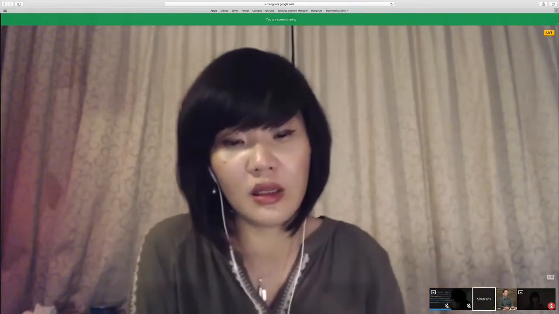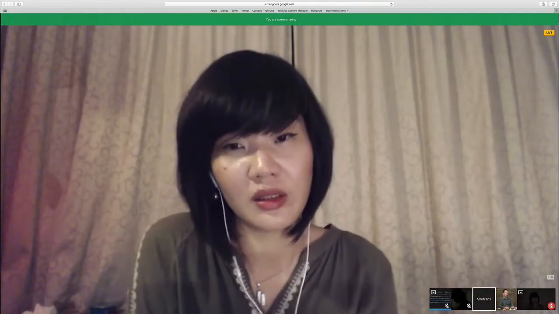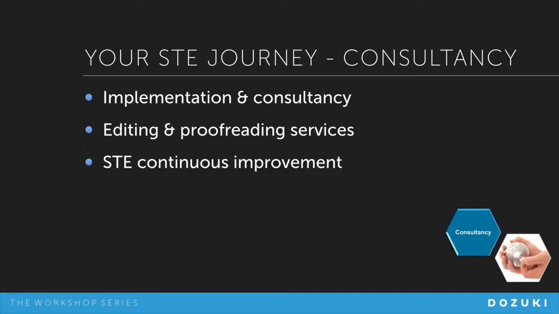So in the next slide, of course, there is also consultancy. I've talked about this. I just wanted to pinpoint the third one, STE continuous improvement. We believe in the process of continuous improvement, and it's very much associated with what you have at Dozuki, Kaizen. It's a Chinese word as well. It really means to continuously add positives to your work.